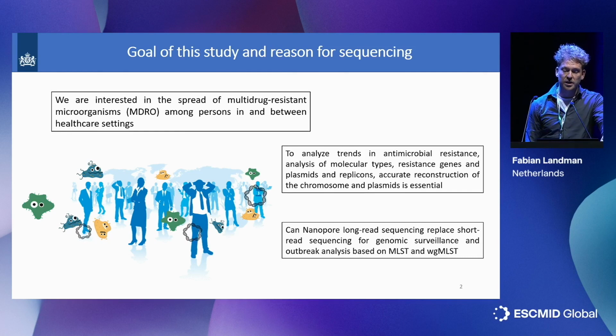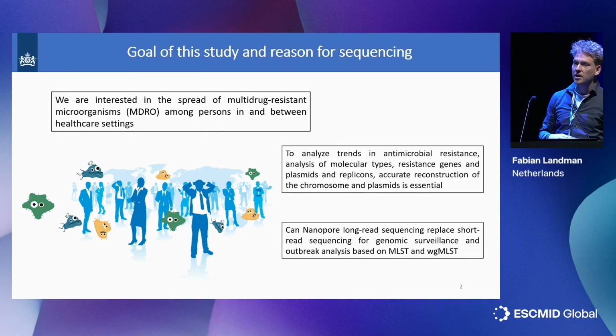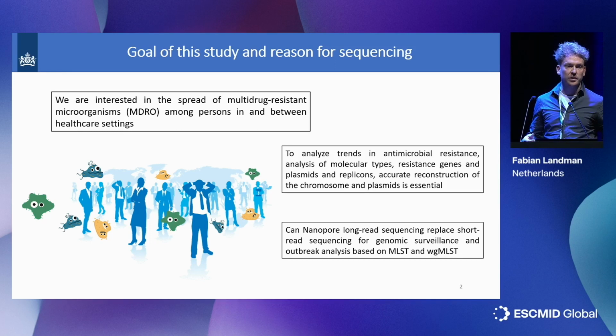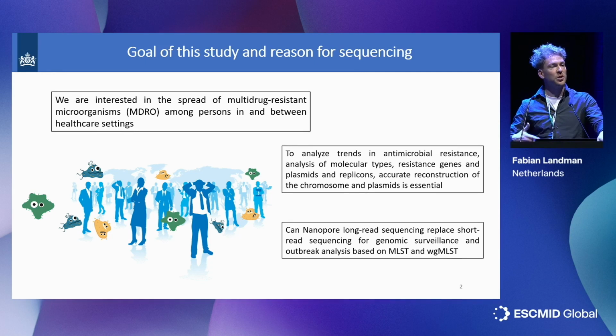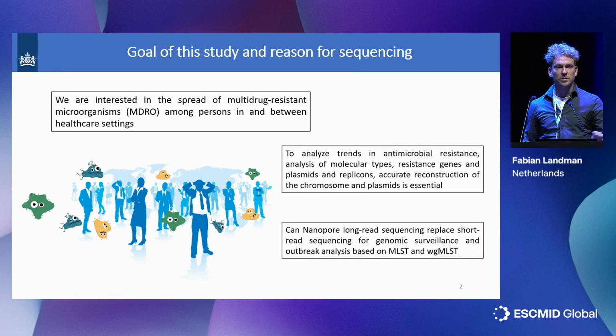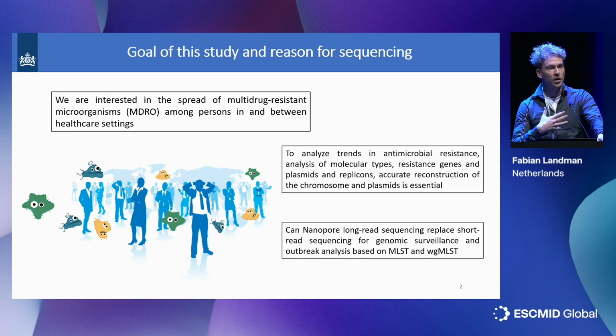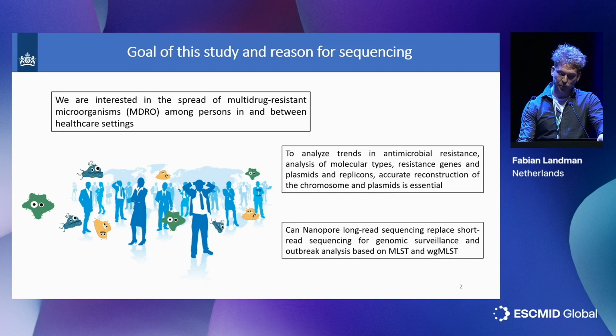If you wish to analyze trends in antimicrobial resistance and these genes, you have to accurately reconstruct these chromosomes and plasmids, because those genes are usually located on mobile elements, so they are transmitted between species as well. Our question was, because in 2017 we used a hybrid approach all the time, can we now replace the previous method with just Nanopore long-read sequencing? In our outbreak studies, we use whole genome MLST scheme based approaches.